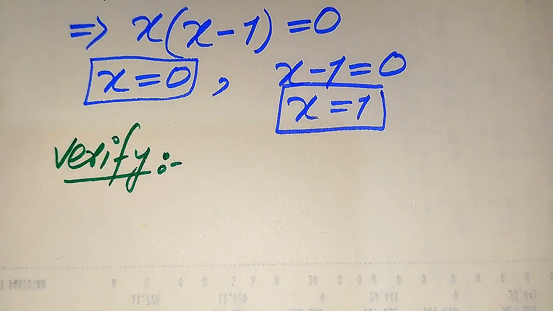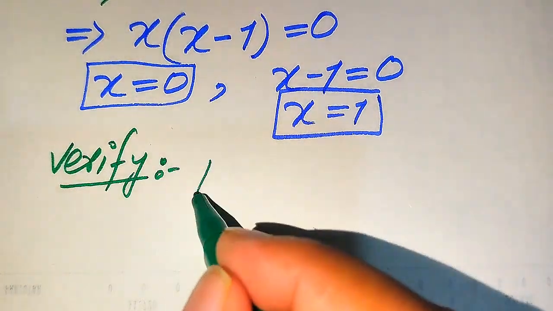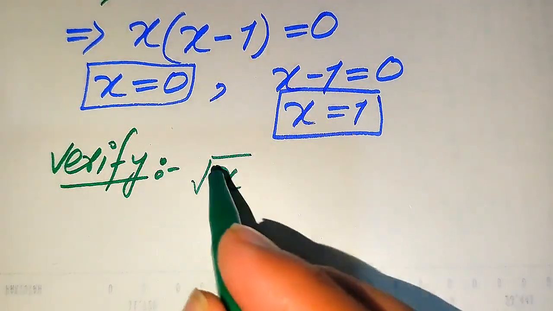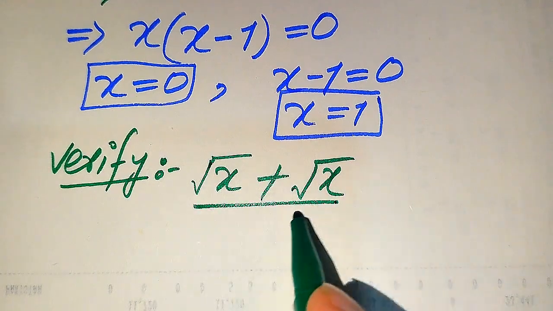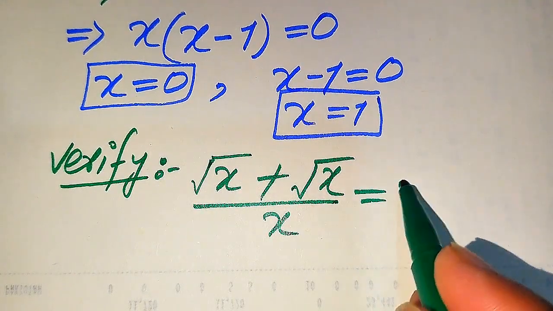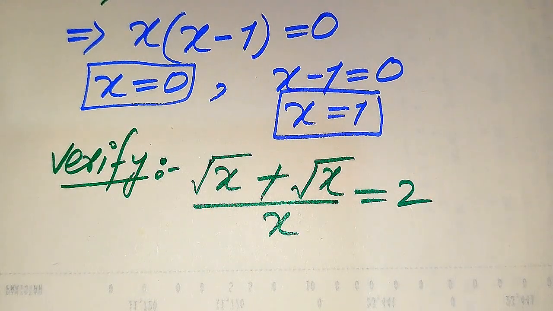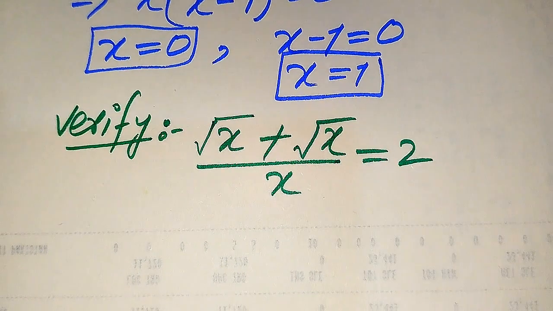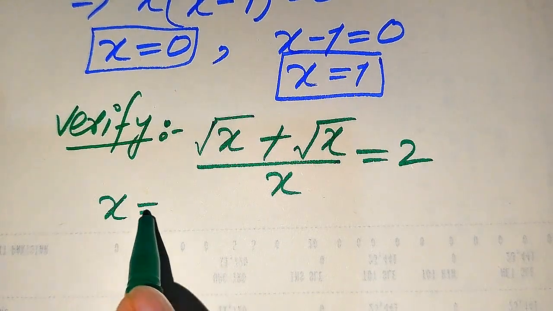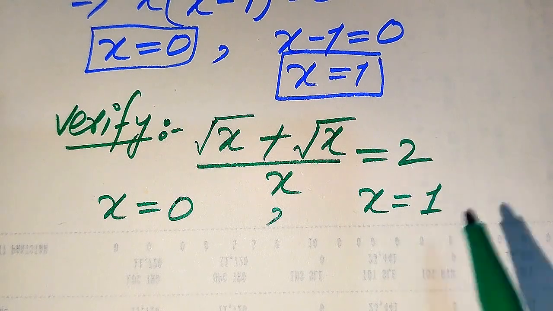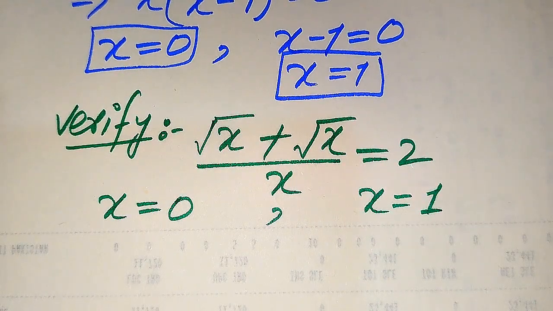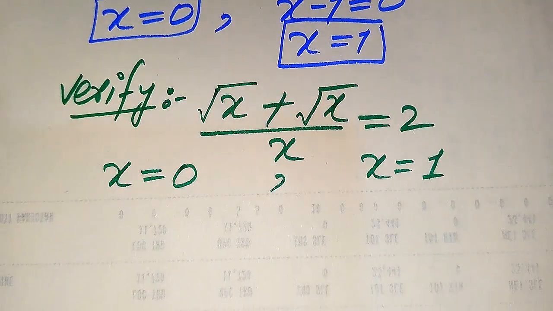For this we need to copy down the given question statement here, and the given question statement is square root of x plus square root of x divided by x is equal to 2. So this is the given question statement, and on this side we will verify x is equal to 0, and on this side we will verify x is equal to 1. So here first we verify x is equal to 0.